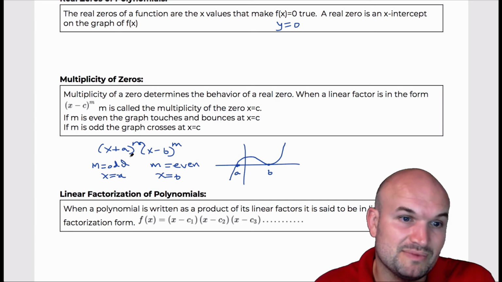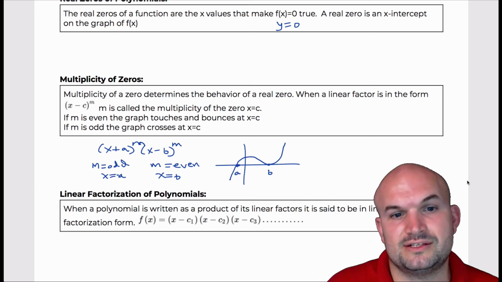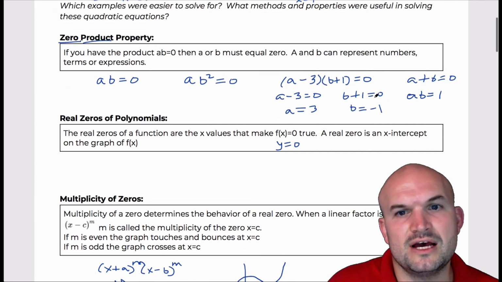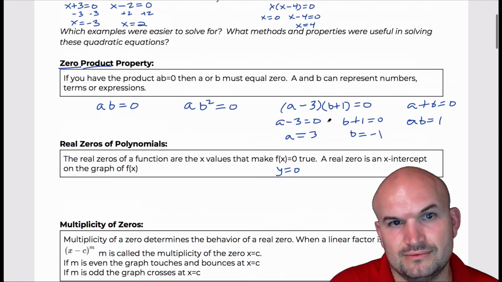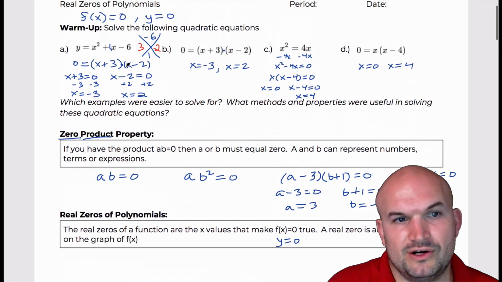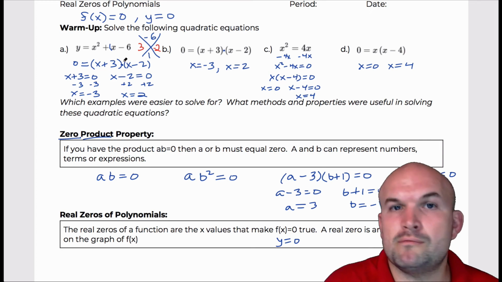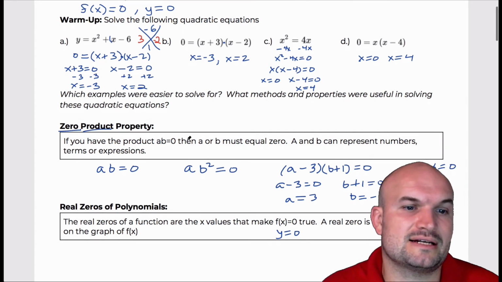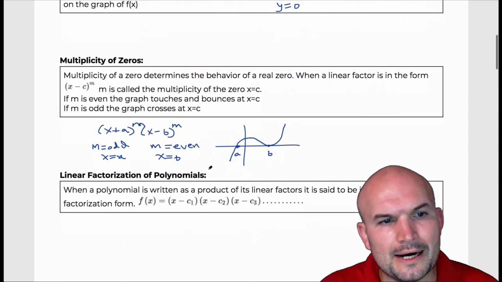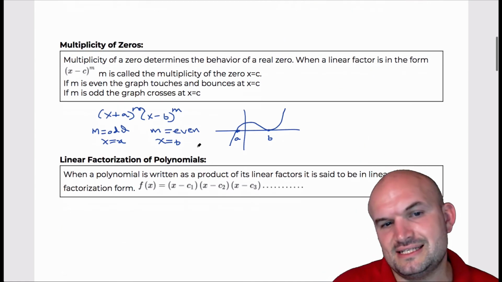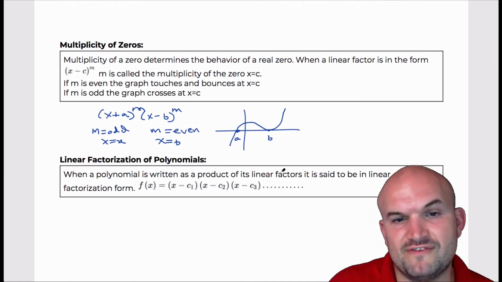So as long as you have something written in product form, right? When we're talking about multiplicities and zeros, we have to have them multiplied by each other. When we have them multiplied by each other and they're raised to a power, that's going to be your multiplicity. These two zeros both have a multiplicity of 1. That means they cross at the x-axis, okay? So that's important. And then the last thing is all polynomials can be written as a linear factorization.